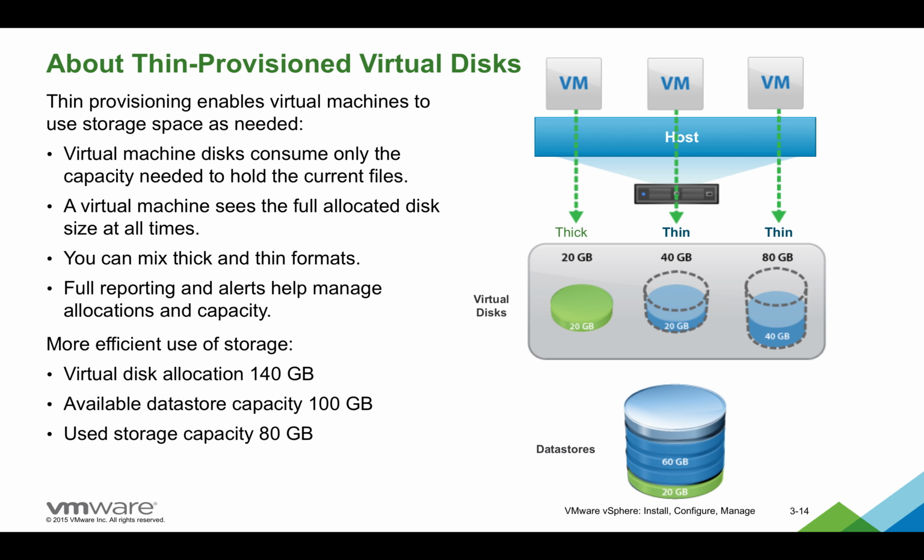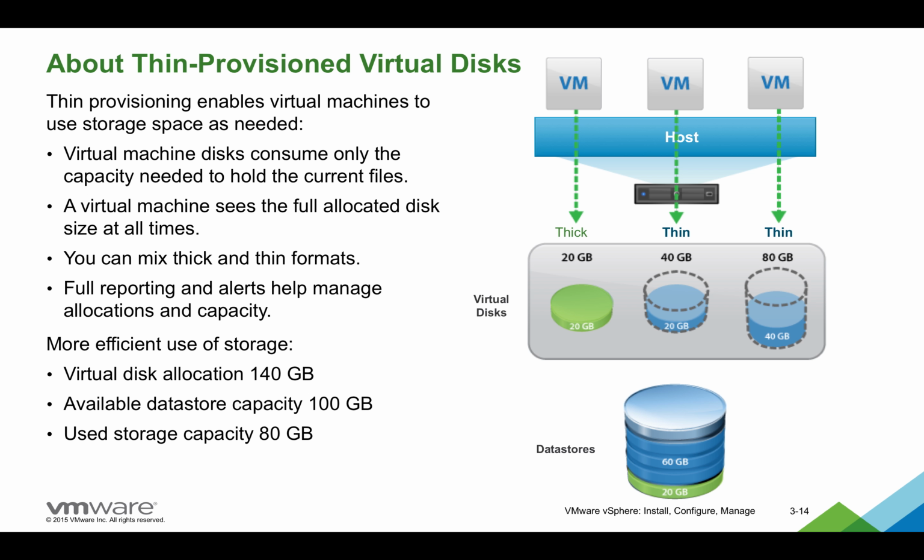Now you can mix both thick and thin formats. You'll get full reporting and alerts that help you manage the allocations and capacity. It does provide more efficient use of storage. So let's say you have virtual disk allocation of 140 gigabytes. Your available data store capacity is 100 gigabytes, and used storage capacity is actually 80 gigabytes.